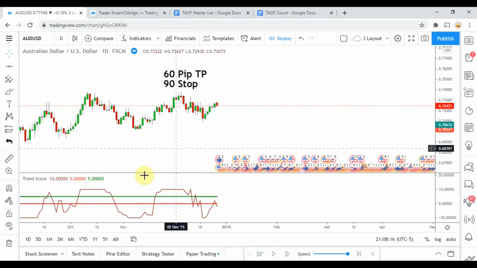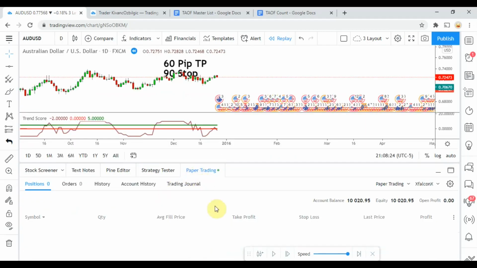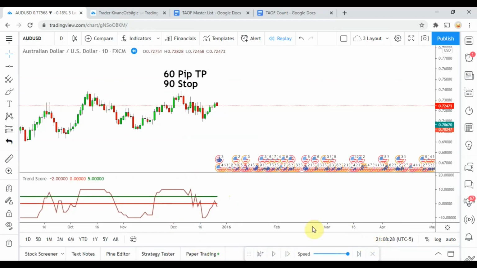But when you get access to the paper trading account, you can see here that it has a paper trading tab at the bottom, which keeps track of how much equity you can give yourself and all your different trades and so on. It's extremely useful.